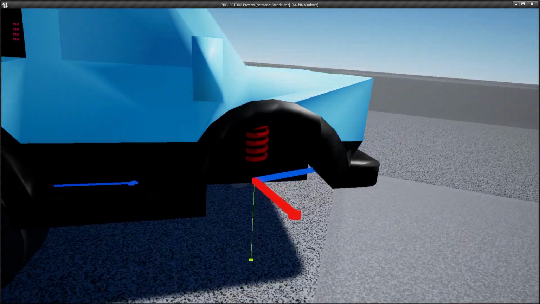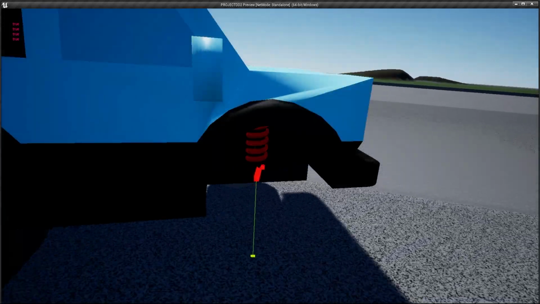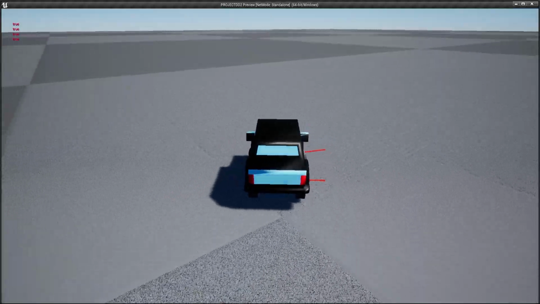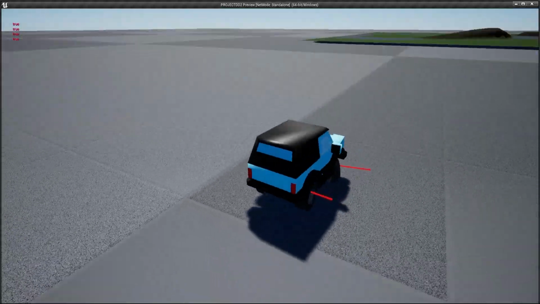We can see how these forces are acting on the car by the debug lines. The green is the suspension, the blue is the acceleration and the red is the slip force. This is the basic workings of my new car physics.